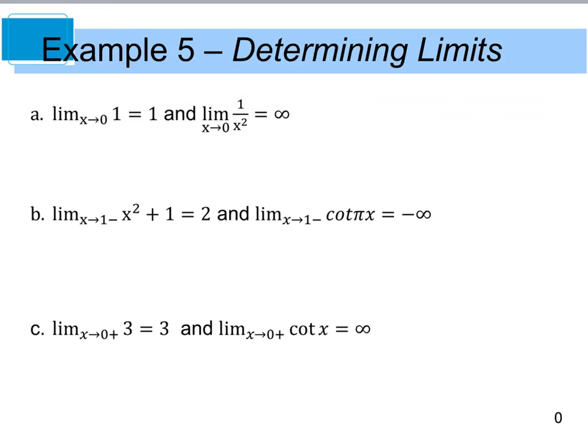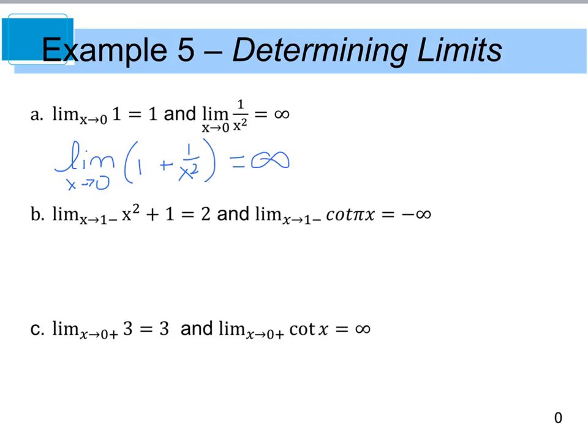I'm given that the limit as x approaches 0 of 1 is equal to 1, so this is one function, and the limit as x approaches 0 of 1 divided by x squared is equal to infinity. So if I want to add these functions and take the limit as x approaches 0 of 1 plus 1 divided by x squared, I'm adding 1 to infinity essentially, and 1 plus infinity is going to give me infinity.